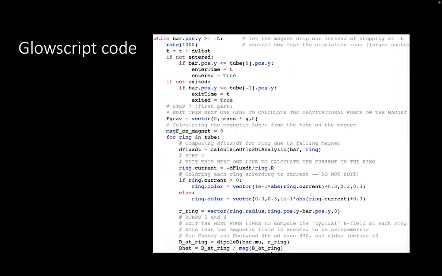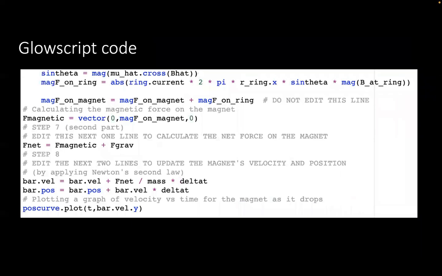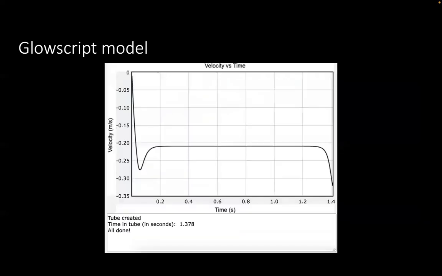This code calculates the motion of the magnet falling through the tube, as well as the currents that are produced from the falling magnet, and updates the magnetic fields and all the forces acting on the magnet, including the gravitational force and the magnetic force. After we ran our code, we got this graph plotting the velocity of the magnet against time between when the magnet enters the tube and when it exits the tube. We see in the output that the time it takes for the magnet to enter and exit the tube is 1.378 seconds.